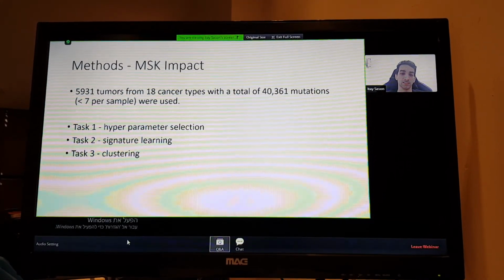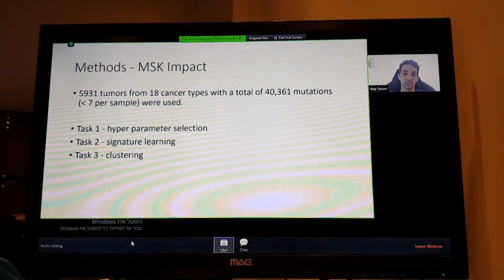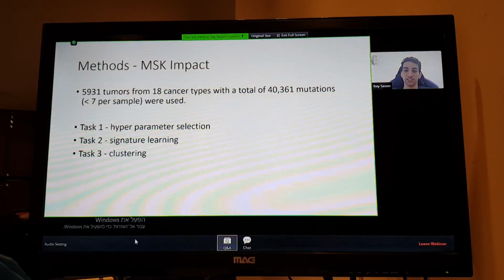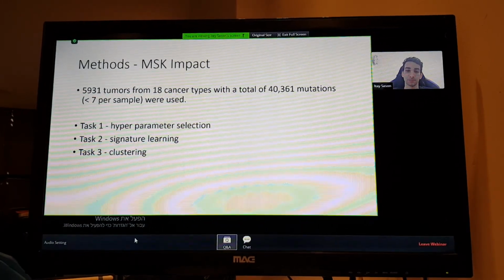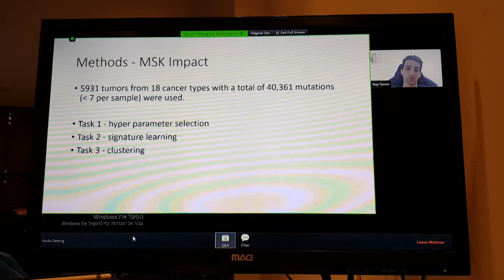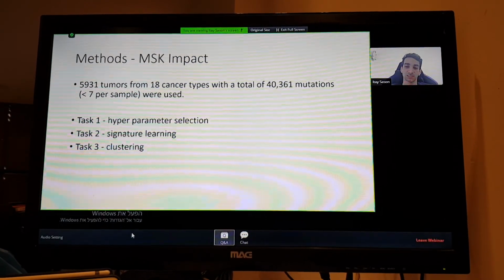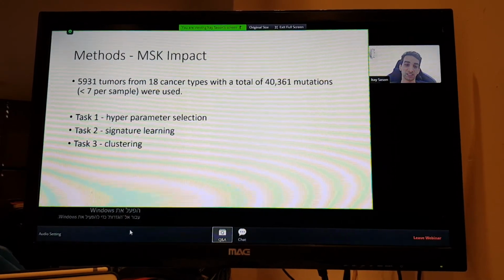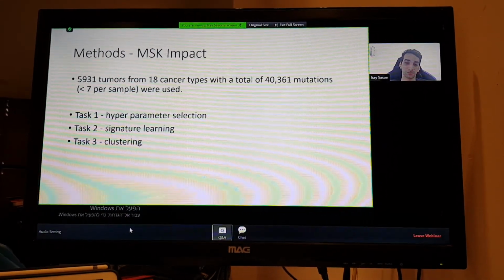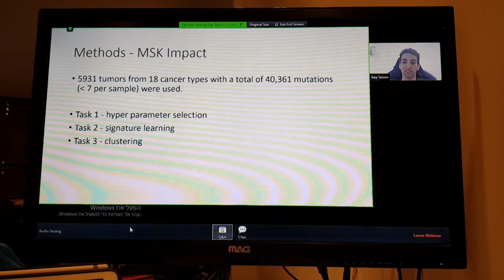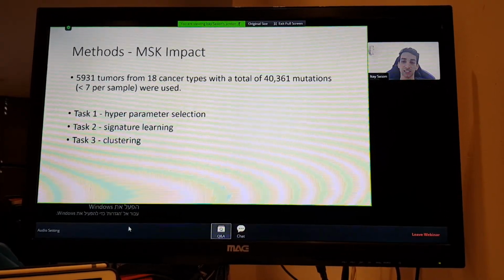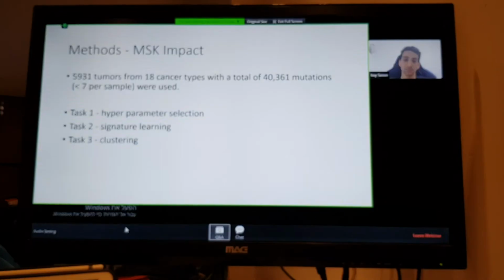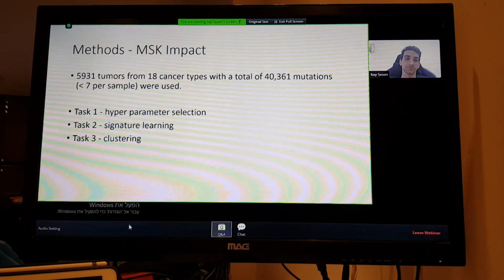The main dataset we use for experimentation is MSK-IMPACT, which consists of about 6,000 samples from 18 cancer types, with an average of 6 mutations per sample. We will perform 3 experiments with this dataset. First is hyperparameter selection, then signature detection, and clustering the samples. Note that previous studies focused on a single cancer type, but we believe that because our model naturally clusters samples, it could handle pan-cancer data.